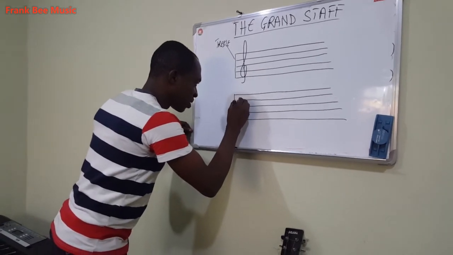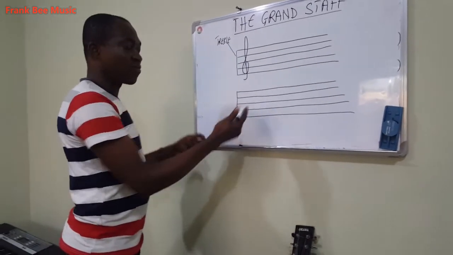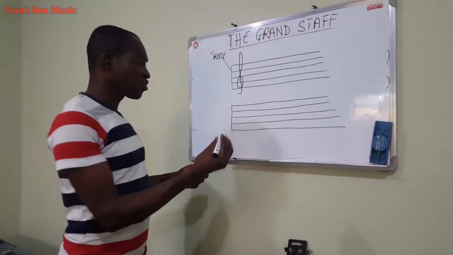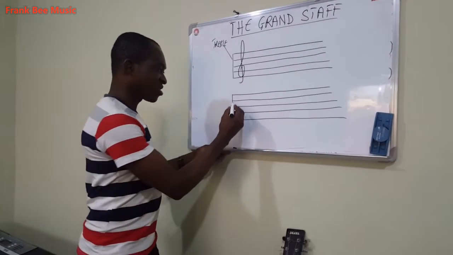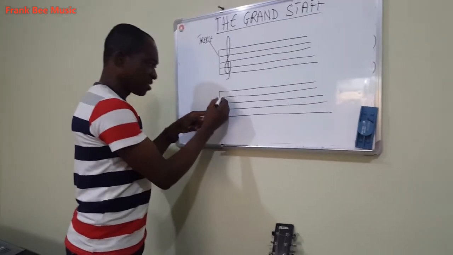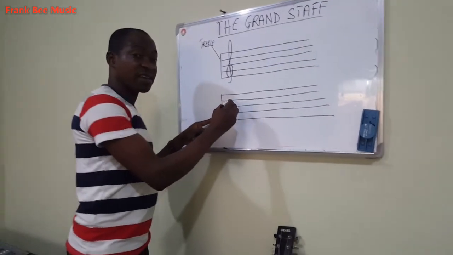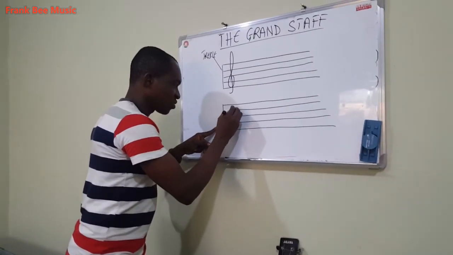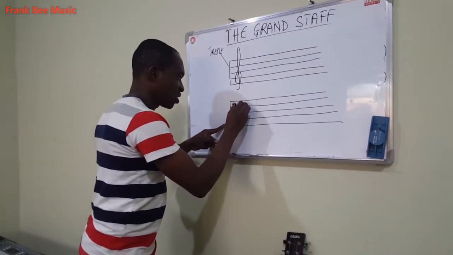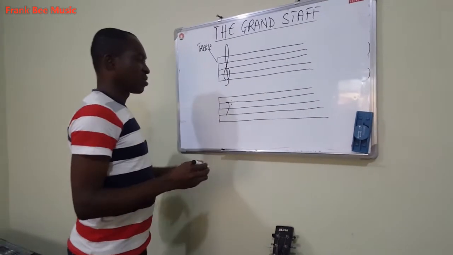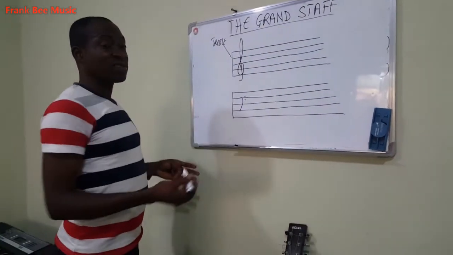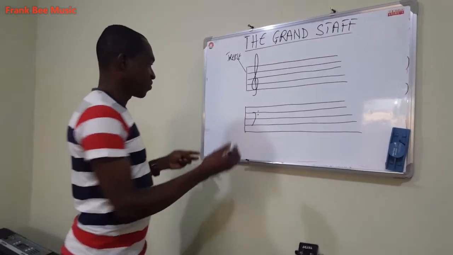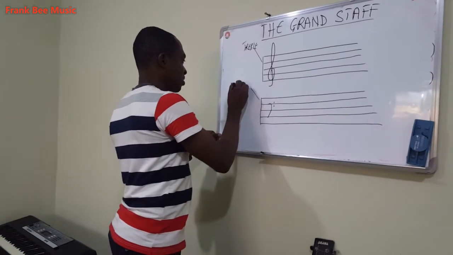Now, let's move to this one. This is the bass clef. It is also called the F clef because the clef symbol starts from the F line. The fourth line is F. So you can call it the F clef. So this is also the bass.